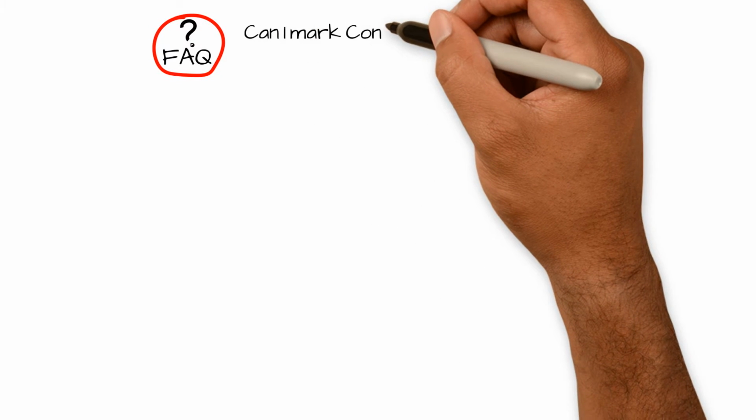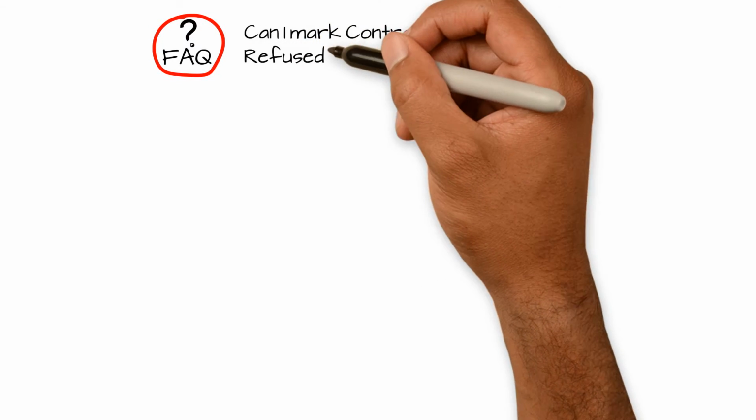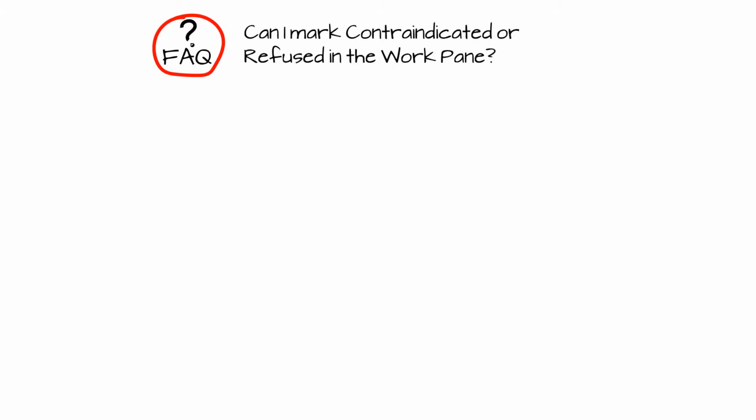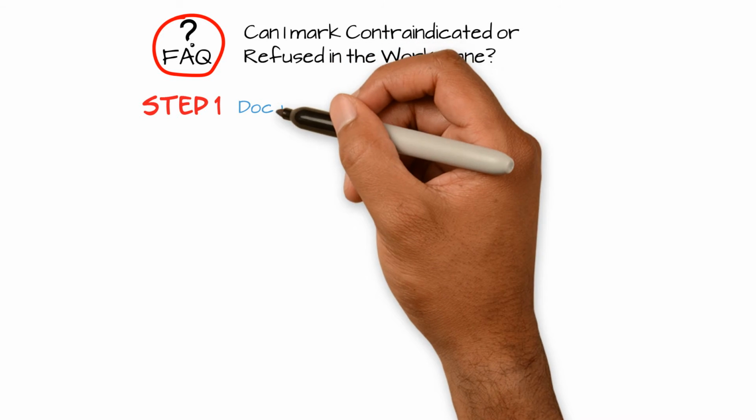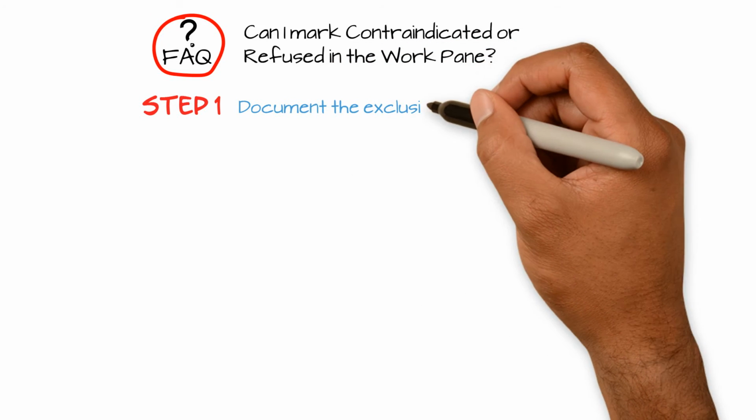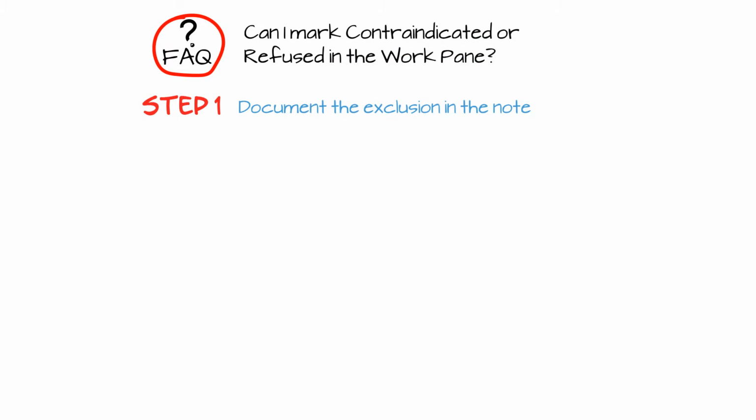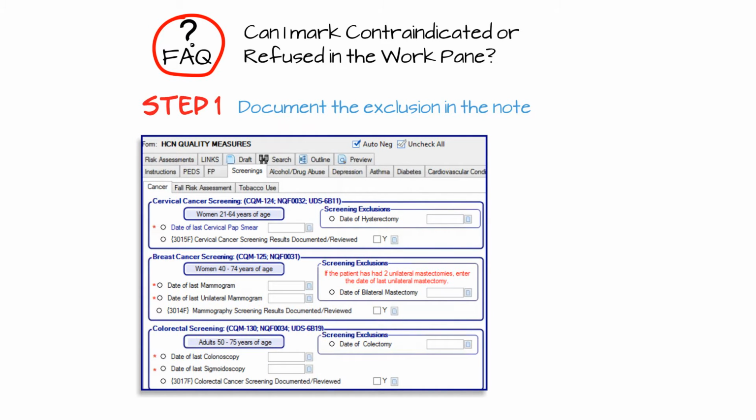In conclusion, an additional frequently asked question is, can I mark contraindicated or refused in the work pane? Yes, the HCN Quality Measures form includes findings that exclude the patient from reporting when applicable. First, you will need to document the exclusions in the encounter note. From within the Quality Measures form, click on the applicable screening exclusion date field and enter the date for this patient.